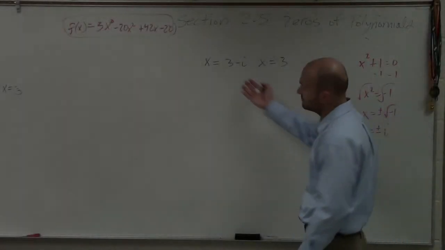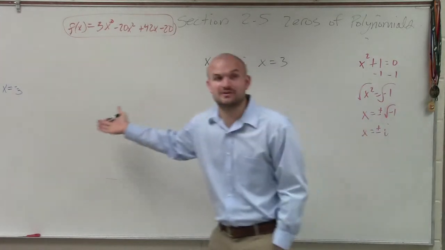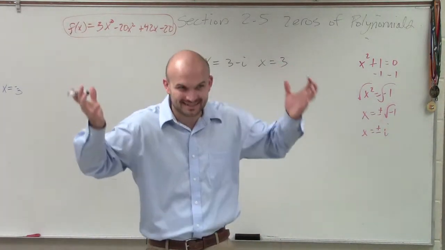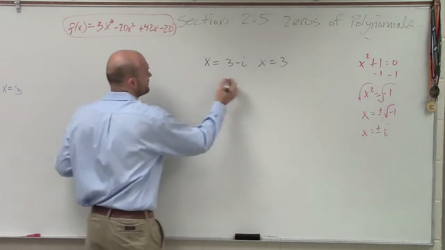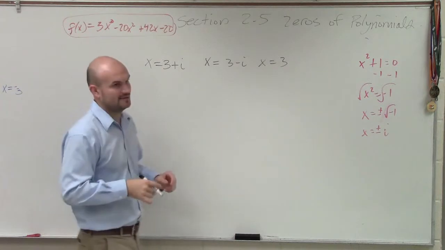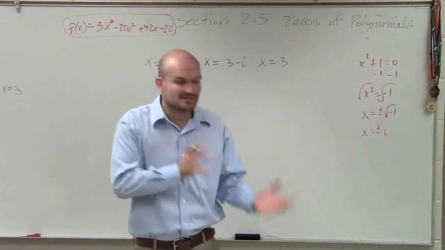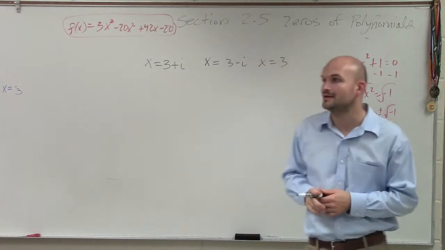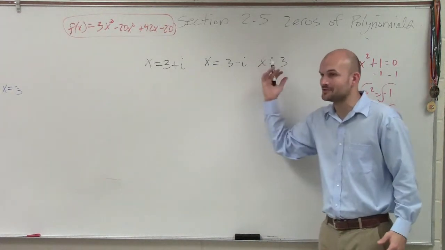We have an i, and it's a negative i. So if we have a zero that contains a negative i, we know we have to have a zero that's going to contain a positive i, right? So my other zero will be x equals 3 plus i. It doesn't have to be a negative 3. It's the exact same 3. It's just that the i is going to be with your conjugate. All right? So now we have the zeros.